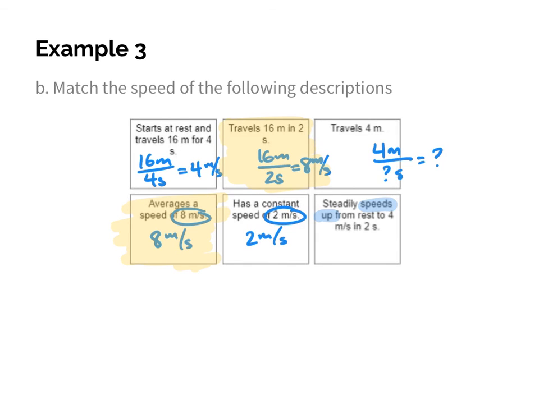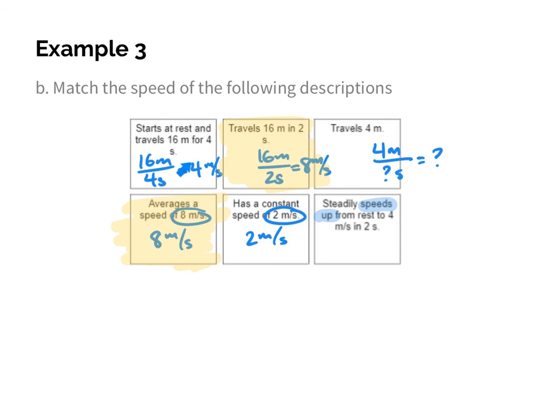All right, so the two that should match up would be in the top row would be that middle one, 16 meters in 2 seconds would simplify down to 8 meters per second. And then the first box on the second row would be averages a speed of 8 meters per second, literally telling you 8 meters per second. So those would match up.